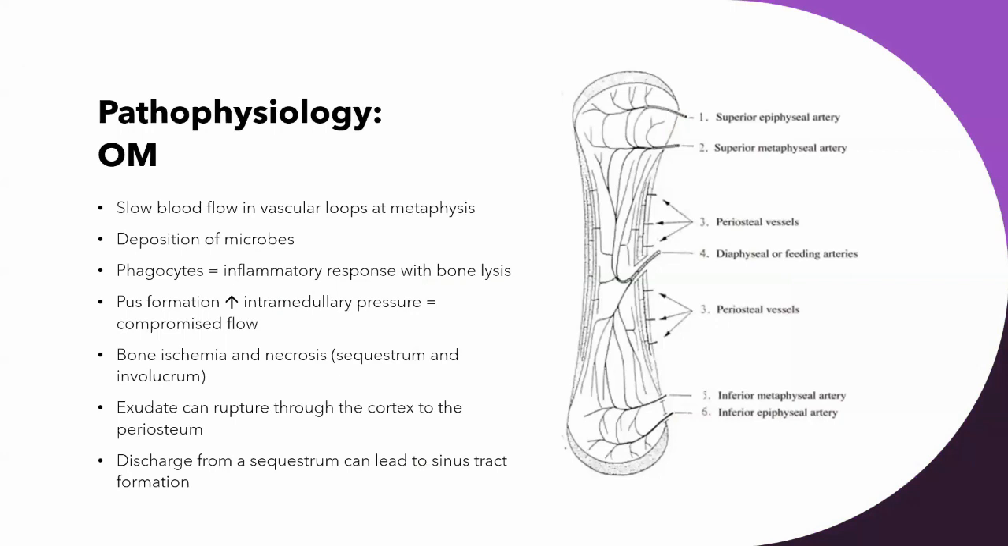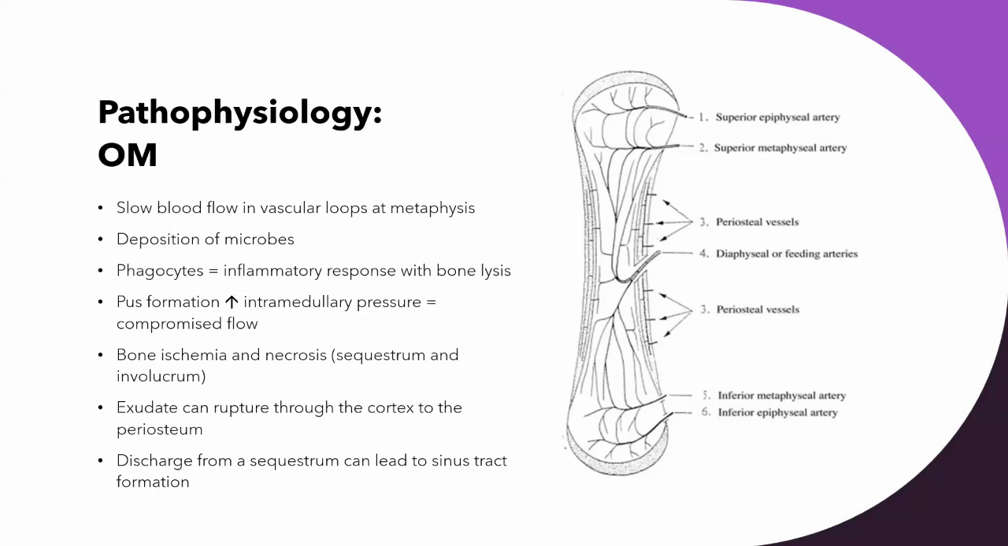Now, if you think about septic arthritis as an outside-in process, I like to think about osteomyelitis as an inside-out process because it's all dependent on the blood supply. You have these vascular loops, microbes deposit, phagocytes, inflammation, pus formation, obstruction of flow, compromised flow, increased intramedullary pressure, and the cycle just perpetuates. You end up with bone ischemia and necrosis, and this will ultimately lead to the sequestrum and involucrum, and we'll talk about that a little bit later again.